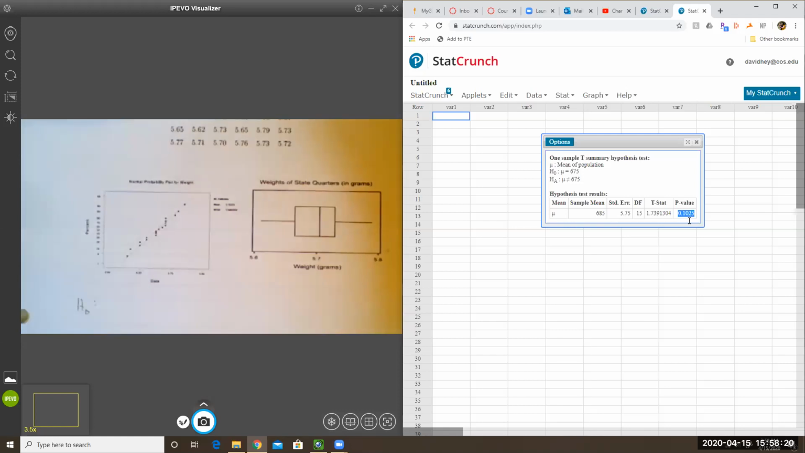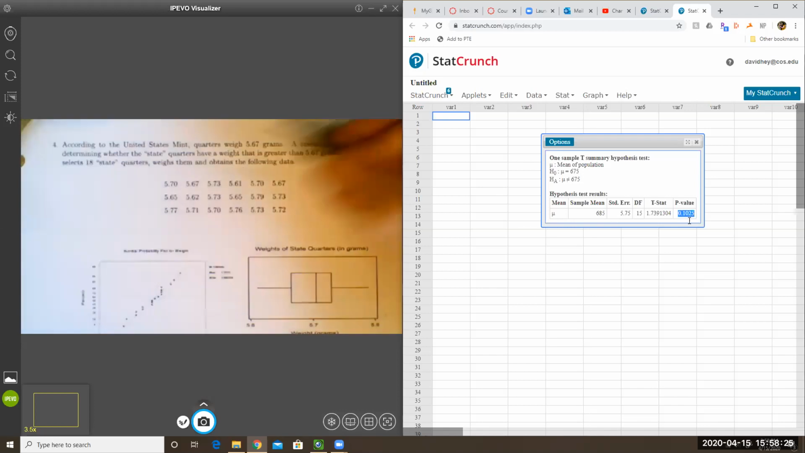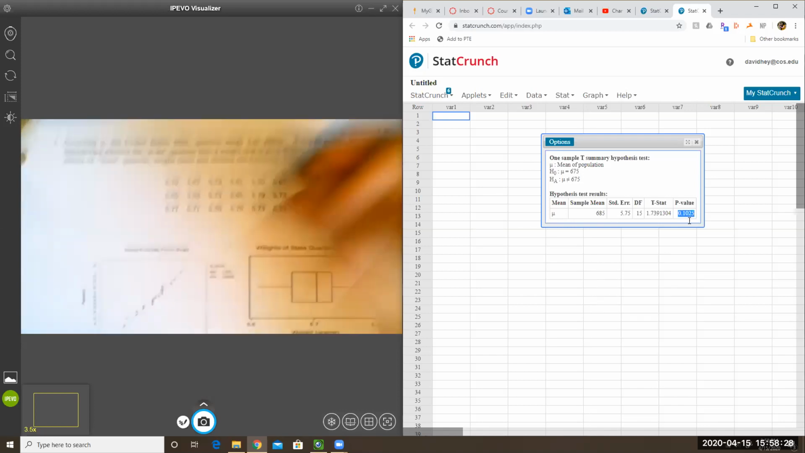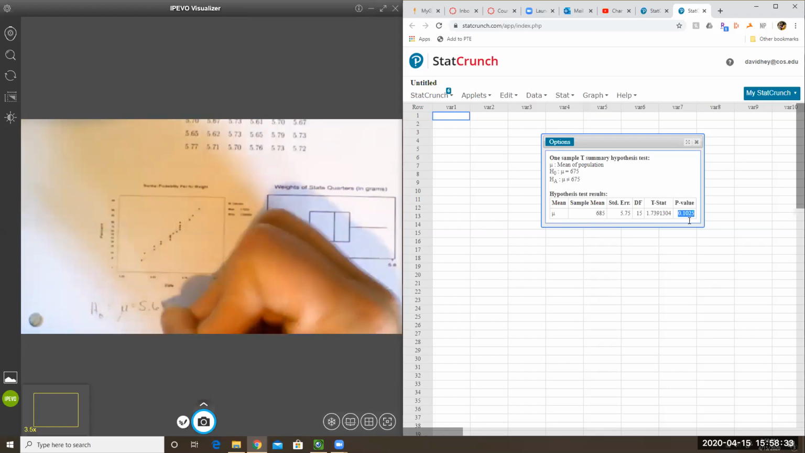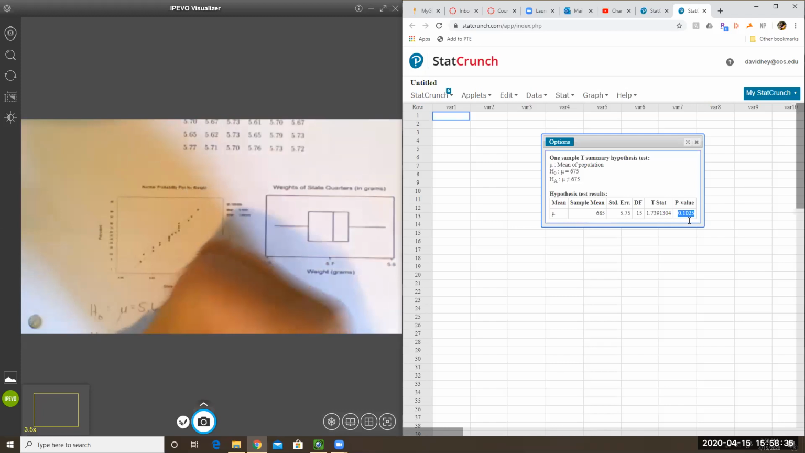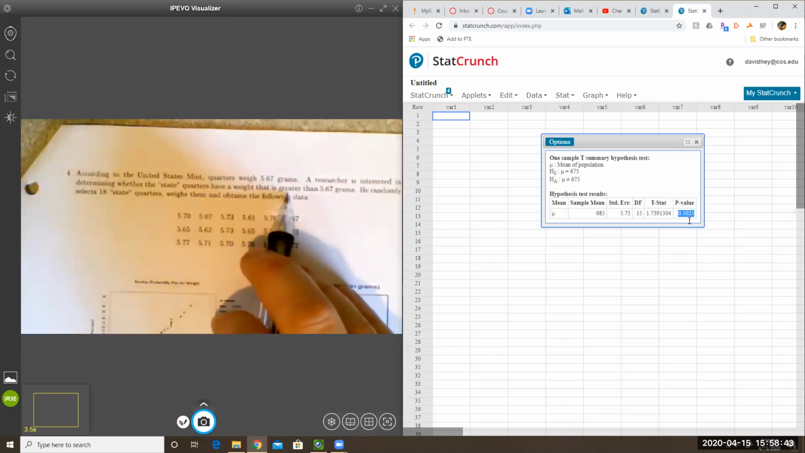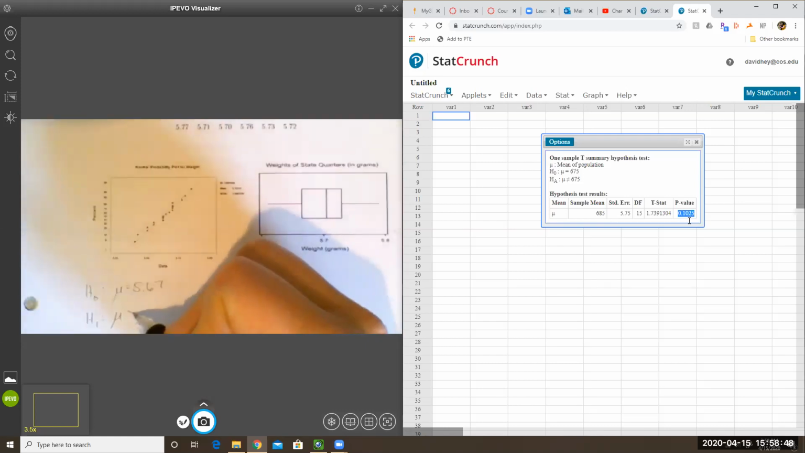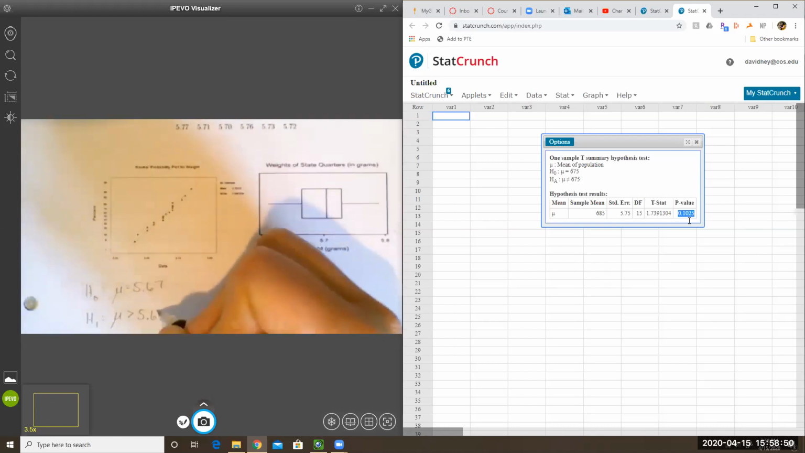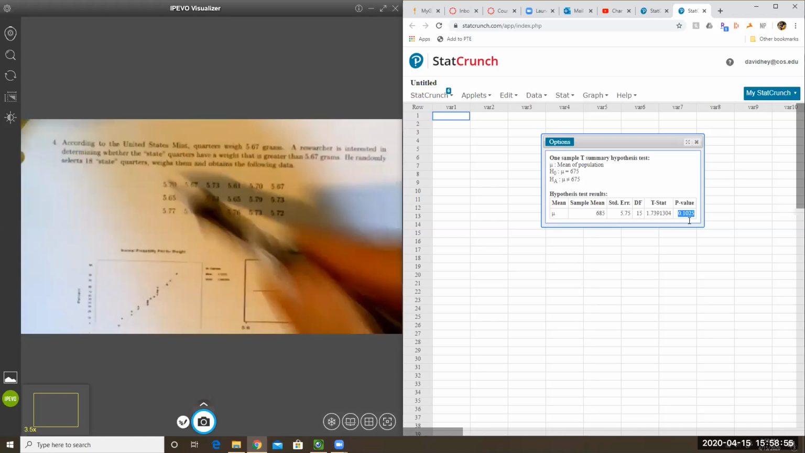The null hypothesis is going to be that the state quarters weigh the same amount as the normal quarters. That is, that they weigh 5.67 grams, right? So the null hypothesis is that mu equals 5.67. And the alternative hypothesis is that mu, well, the researcher is interested in determining if their weight is greater. He thinks the state quarters might weigh more than 5.67 grams. What sample evidence does he have to support this claim? Well, it's right here.